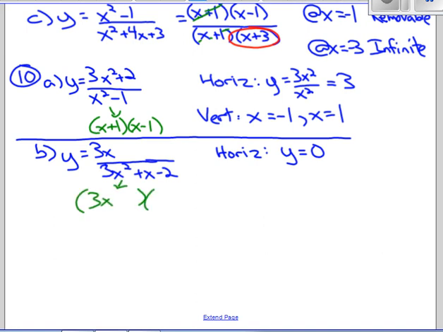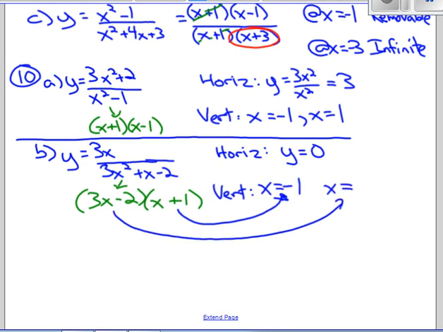So the bottom's going to factor into x plus 1 and 3x minus 2. This one right here gives a vertical asymptote of x equals negative 1. And this one right here, the number that would cause that to be 0 would be positive 2/3. And you could work that out by saying, okay, what's going to make it 0? Oh, yeah. It's 2/3. Okay. So that'll be our other vertical asymptote.